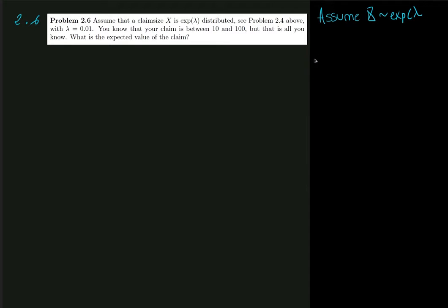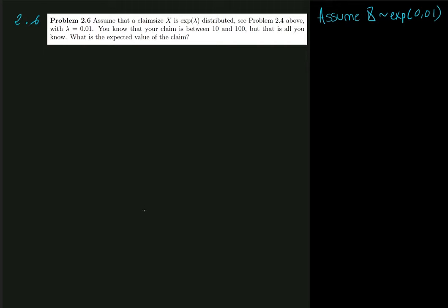So we can just as well write 0.01 here, right? So assume that x is exponentially distributed with parameter lambda. And they say see problem 2.4 above. And the reason why they want you to see problem 2.4 above is because problem 2.4 tells you what the density should be in the case that you have an exponential distribution.